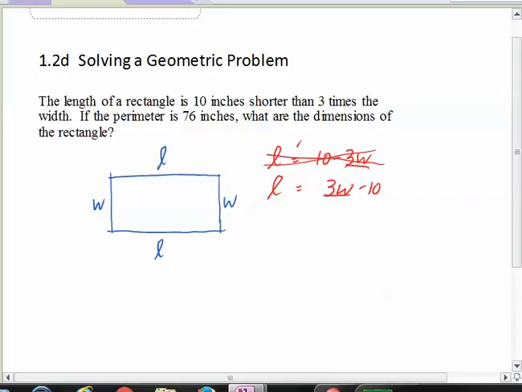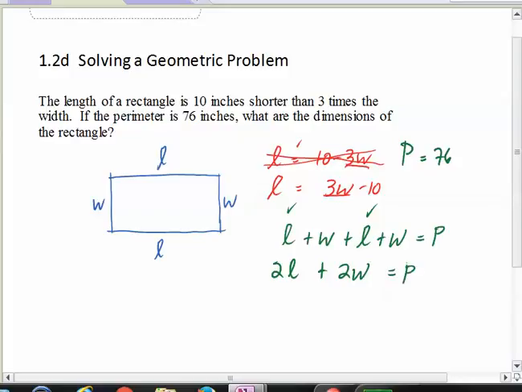Now, it says the perimeter is 76 inches. Well, how do I get the perimeter? I'm going to put this on here: P equals 76. There's that information. So how do I get perimeter? I know that the perimeter is L plus W plus L plus W. I'm going to have to remember a formula. Now, I just happen to see that these are like terms, like we talked about in the previous video. Be on the lookout for like terms. So this is 2L plus 2W, and that's equal to P.